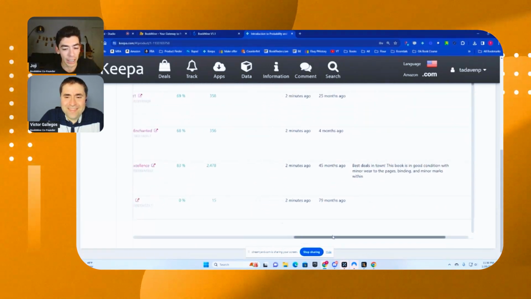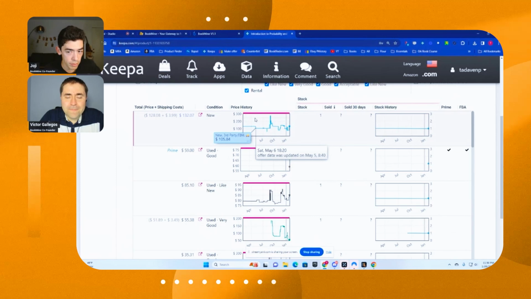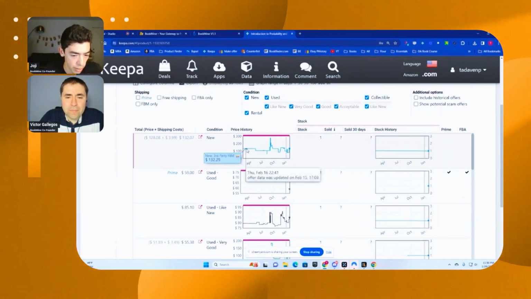But let me show you what I like to use it for here. And that's actually going to be these two graphs, which is going to be the price history graph and also the stock history graph, okay? So what exactly is the price history graph here, Victor?